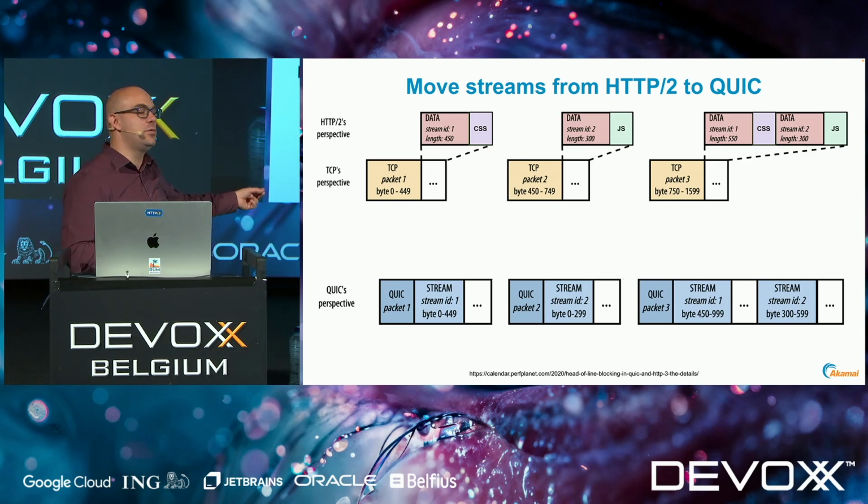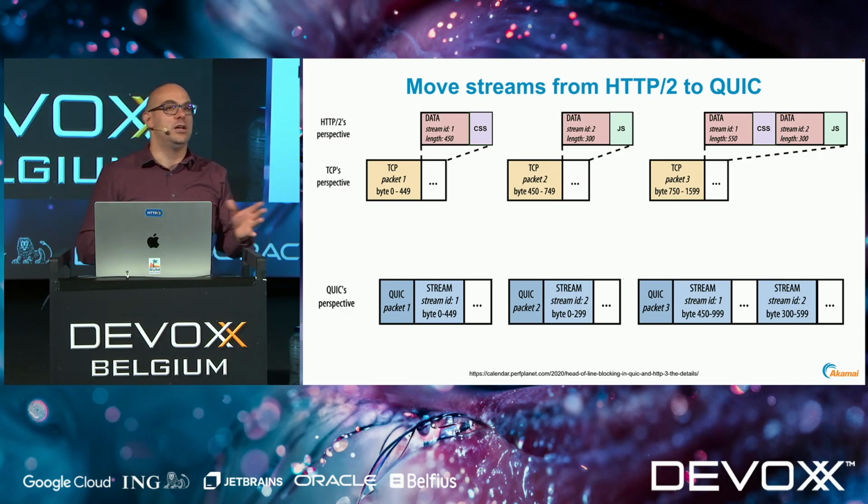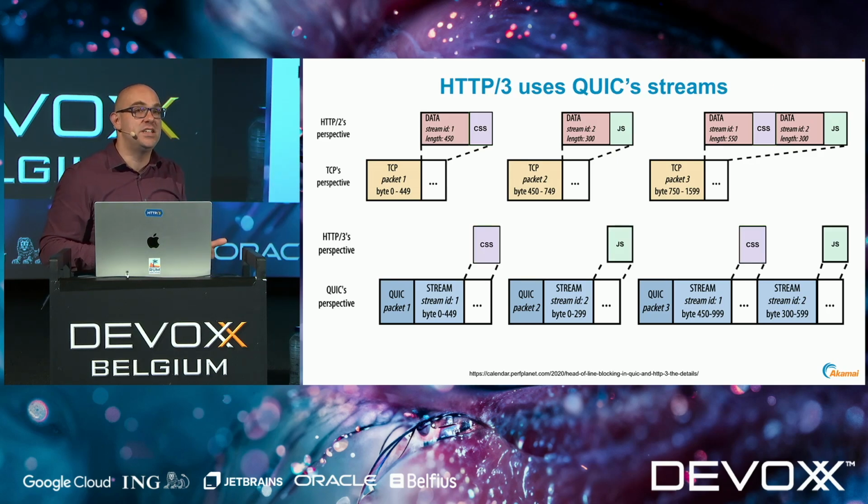So QUIC has something very similar. It's not called data frames, it's called stream frames. But the concept is exactly the same. You just say, QUIC, I have multiple streams, and here are the chunks of these streams that I am sending. This makes HTTP3 a little bit easier, right? We don't need to deal with all the chunking and stuff at that level. We can just reuse QUIC's chunking below that.